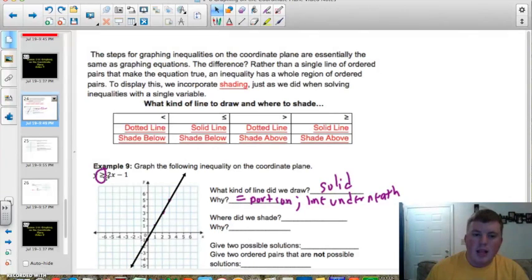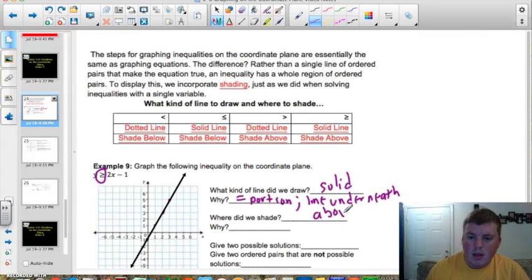If this would have been just a strict greater than symbol, and we wouldn't have had the line underneath it, it would have been dashed, and answers on this line wouldn't have actually been part of our solution. Alright, we next need to look at where we shade. If we look at our symbol as greater than, that tells us that we shade above, because we have a greater than or equal to. It's the greater than portion that's going to give us the hint there. So we're going to shade everything above the line.